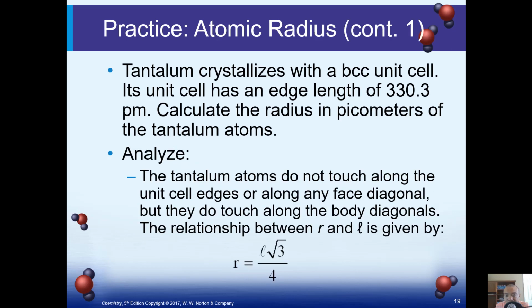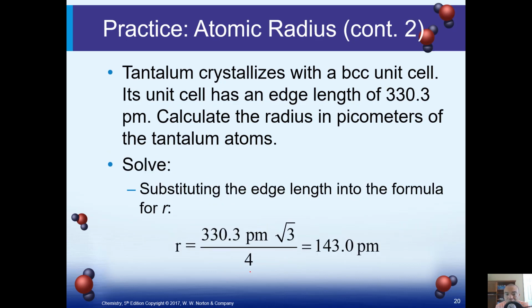The tantalum atoms do not touch along the unit cell edges or along any face diagonal, but they do touch along the body diagonals. So the body center with one corner and the opposite corner are touching each other. For this reason, we already know the radius and edge length relationship, so we can substitute the edge length into the formula. Radius R will be the edge length times square root of 3 over 4. This gives you 143.0 picometer.